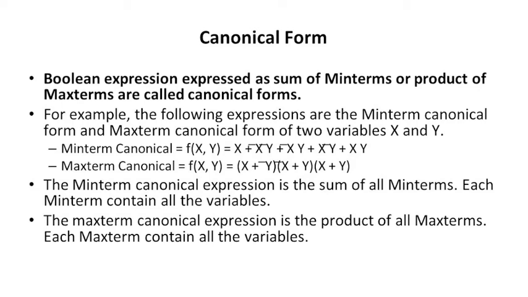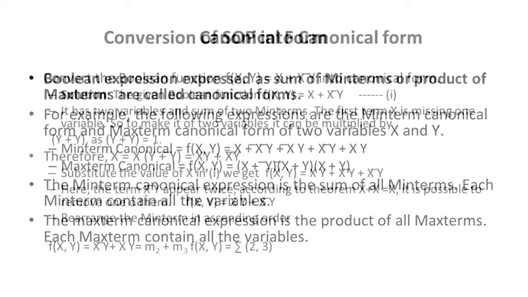The minterm canonical expression is the sum of all minterms. Each minterm contains all the variables. The maxterm canonical expression is the product of all maxterms. Each maxterm contains all the variables.